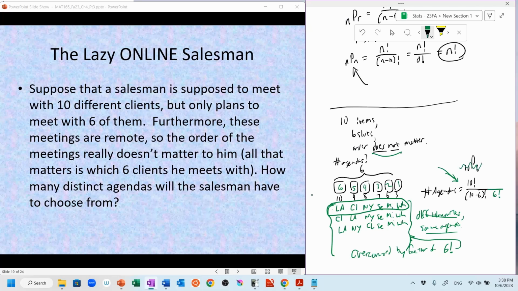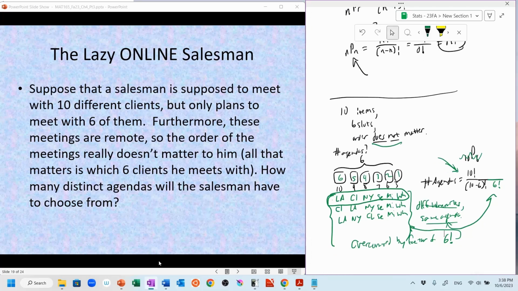Right? That corrects for the overcounting that I did initially. That respects the fact that there's lots of itineraries from the initial counting that are the same agenda. In fact, for each agenda, there are 6 factorial different itineraries that now map to that single agenda. So I just divide my previous first pass answer by 6 factorial to correct for that.